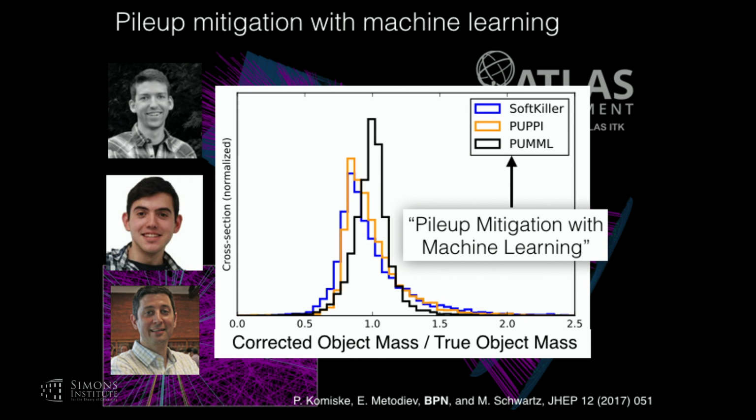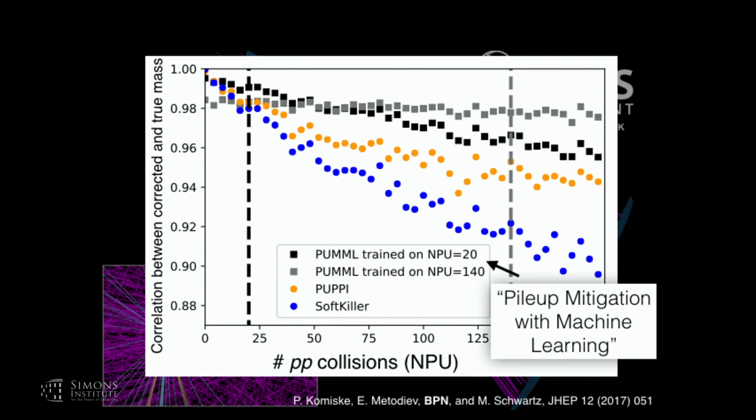Just to give you another sense of how well this does, this plot shows the correlation between the corrected mass and the true mass in simulation as a function of the number of extra proton-proton collisions in my event. So the more extra collisions, the more noise. More noise to the right, less noise to the left. And ideally, it would be a correlation coefficient of 1, so we'd be able to exactly get the true value.